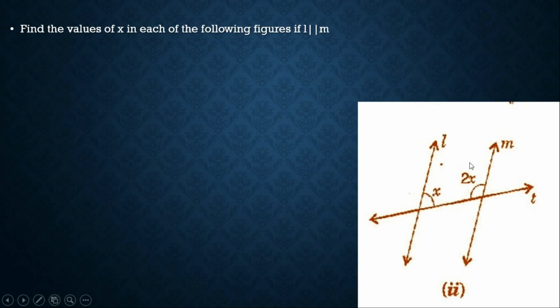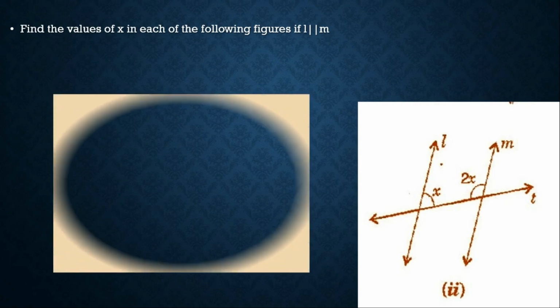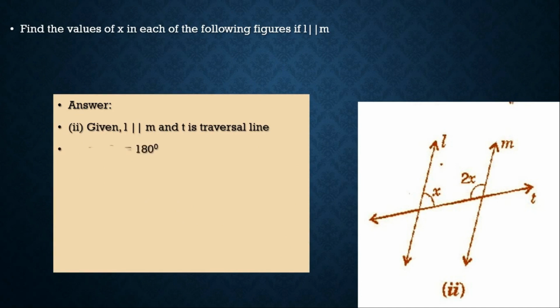So what we can do here: x plus 2x equal to 180 degree, then 3x equal to 180 degree. In the next step, x equal to 180 degree upon 3. So let us see. Given L is parallel to M and T is transversal line, so x plus 2x equal to 180 degree, because they are forming supplementary angles. Now 3x equal to 180 degree. In the next step, 3 will go from the left hand side to the right hand side, and it will be dividing. So 180 degree divided by 3, and the answer will be 60 degree.